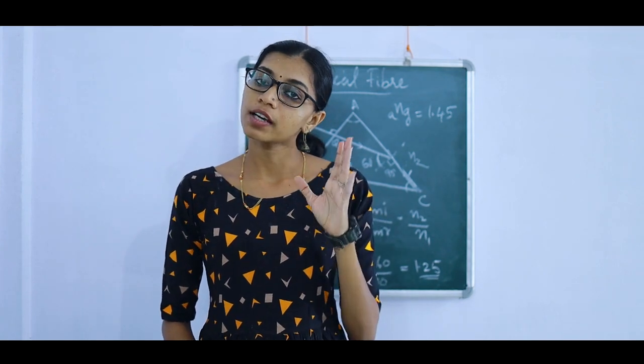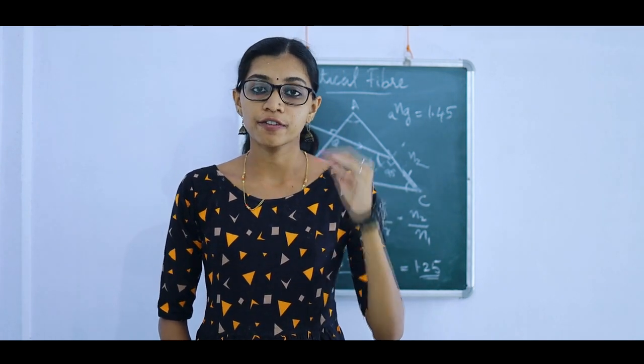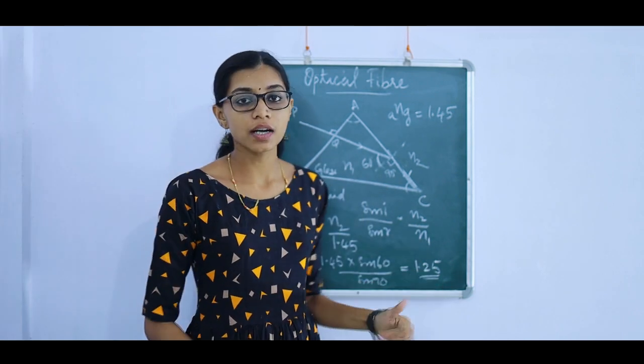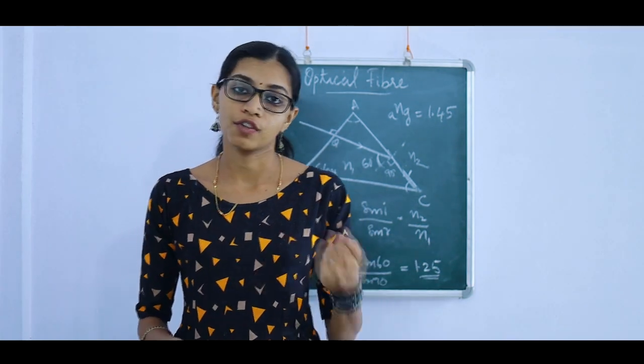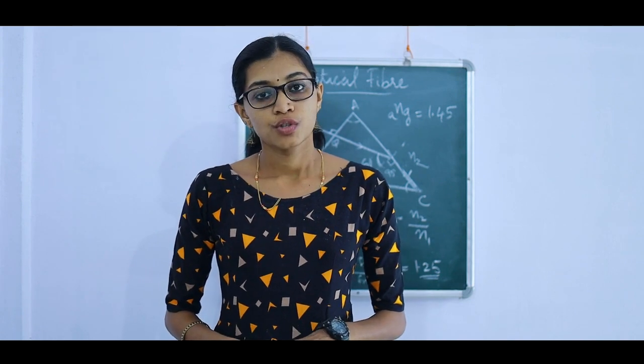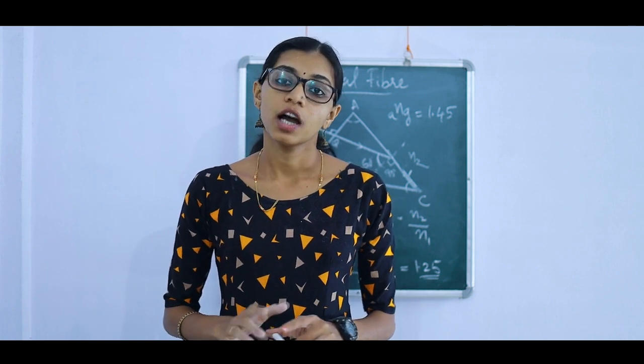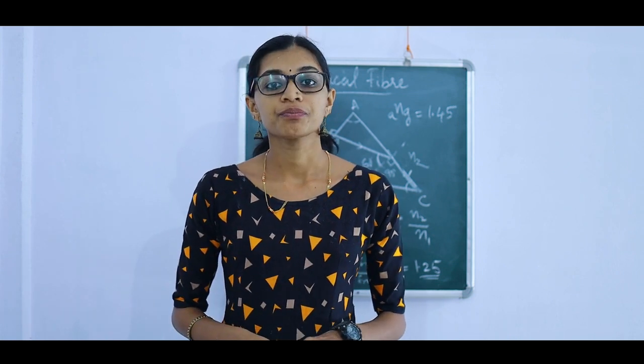So basically what we have done, we've just used the refractive index formula, sin I by sin R is equal to N2 by N1. Substituted all values and we obtain the answer. So these are the two numericals on refracting prisms. I hope both the numericals are clear to you. Thank you.